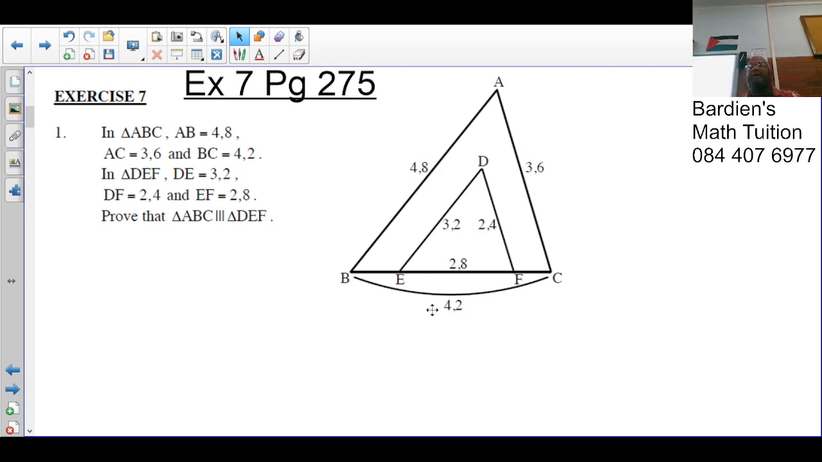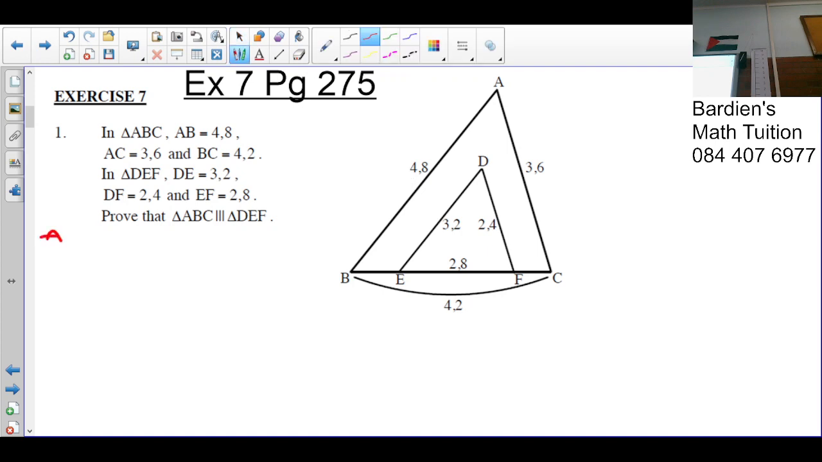Okay, at this point you guys should be done. Correct? So let's go. In triangle ABC, we are told that all the lengths are given. AB is 4.8, AC is 3.6, BC is 4.2, which is the whole length. Then we are told that DF is 2.4, EF is 2.8. The question says prove that those two triangles are similar.